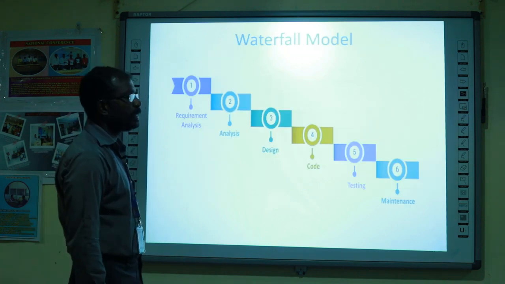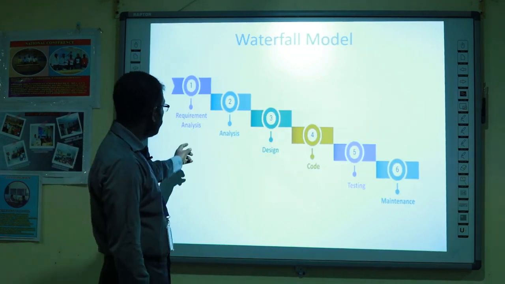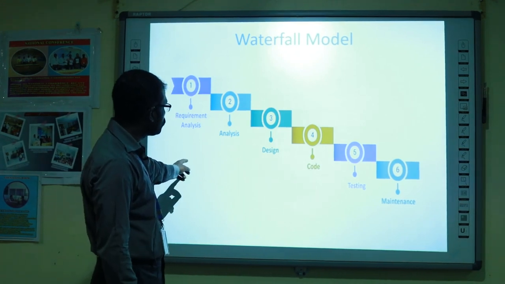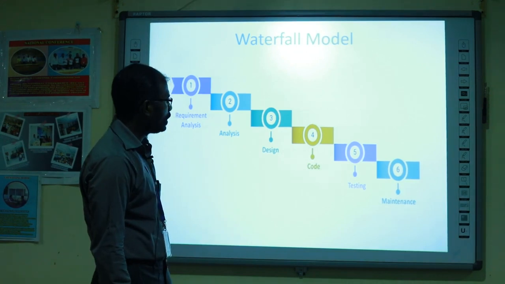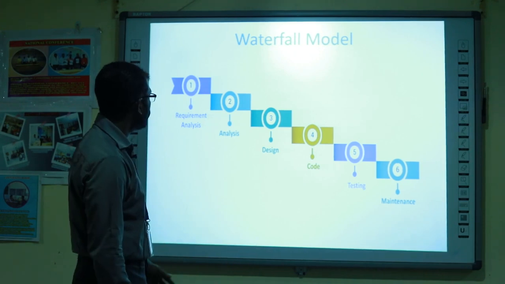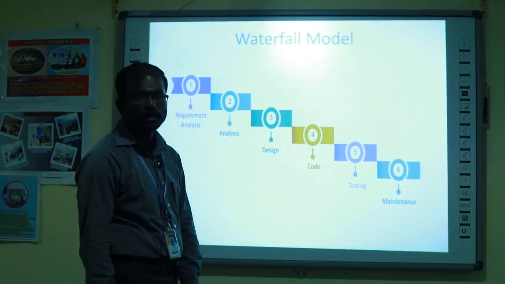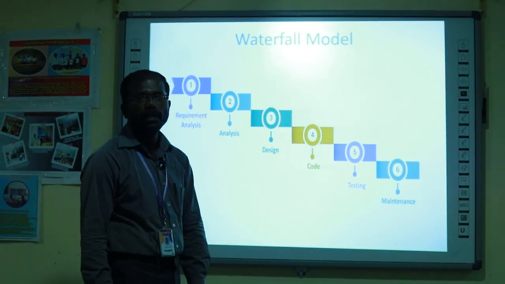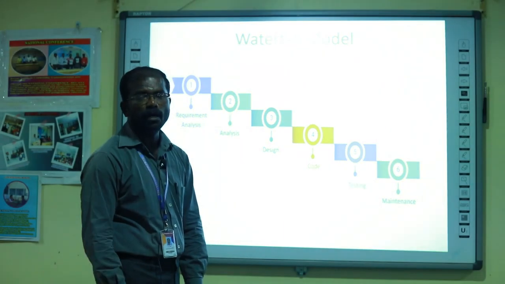First of all, we are going to see the very basic model, the waterfall model. In the waterfall model, the first one is the requirement analysis phase, next analysis, next design, next coding, testing, and the final one is the maintenance phase. In the requirement analysis phase, first of all, we have to gather all the information and the requirements needed by the customers. Then we have to document all these things.